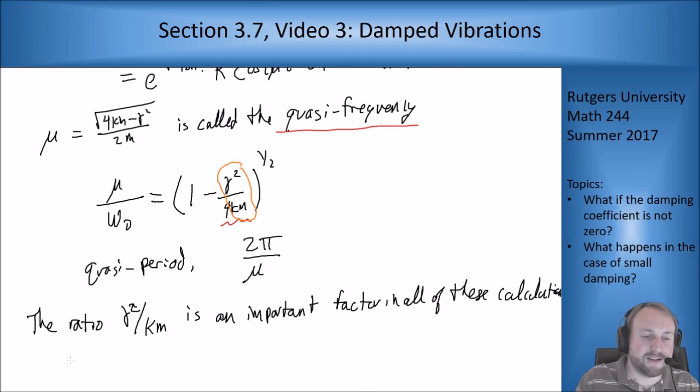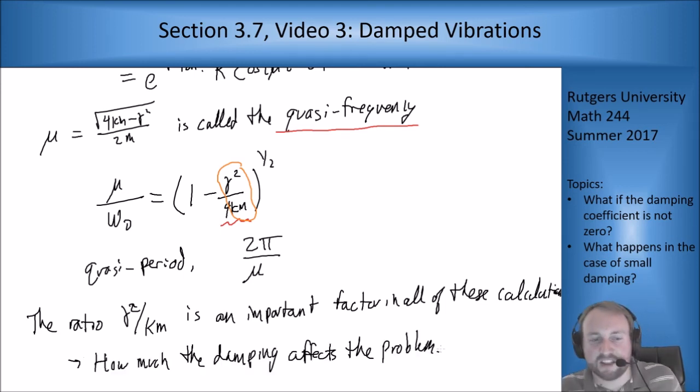Really what it does is it indicates how much the damping affects the rest of these, how much the damping affects frequency, how much the damping affects the problem as a whole. Because if gamma is 0, this is 0, and so it has no effect in the system because there is no damping. As gamma gets bigger and bigger, you'll see this ratio showing up in how the damping really affects the system and how it changes things about the system and how it behaves.